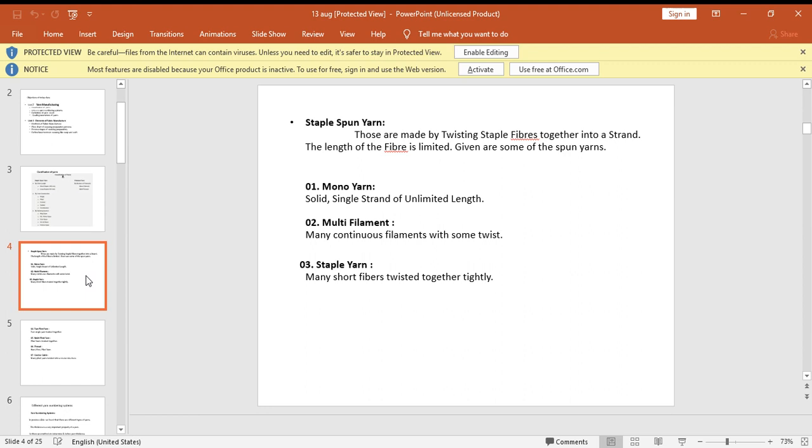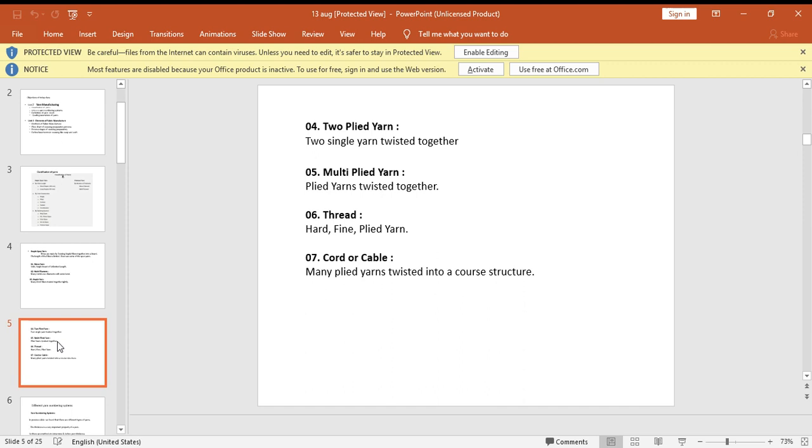So, mono yarn is what? A solid, single strand of unlimited length. Multifilament is many continuous filaments with some twist. Staple yarn is many short fibers twisted together tightly. Two-ply yarn is two single yarns twisted together. Multi-ply yarn is plied yarns twisted together. Thread is hard, fine plied yarn. And cord or cable is many plied yarns twisted into a core structure that will be strong.